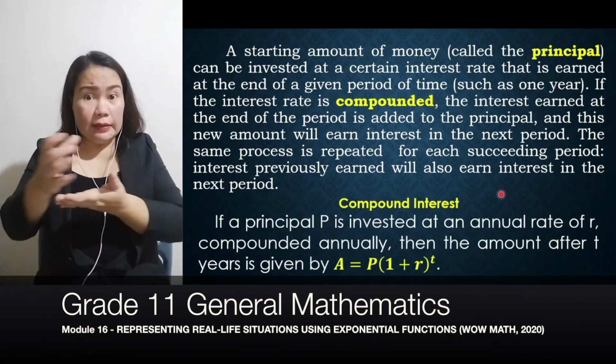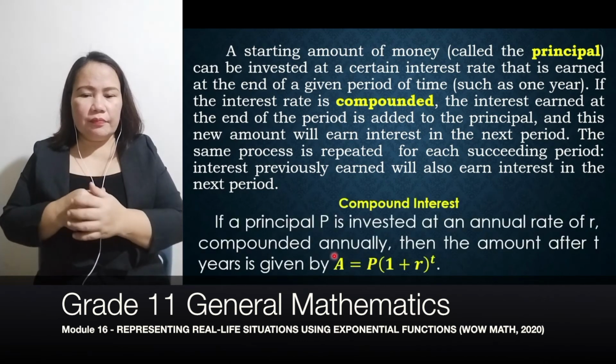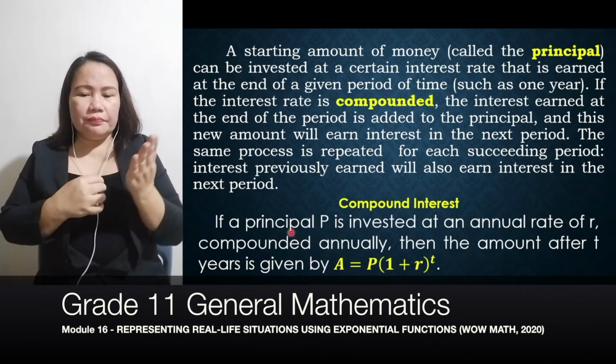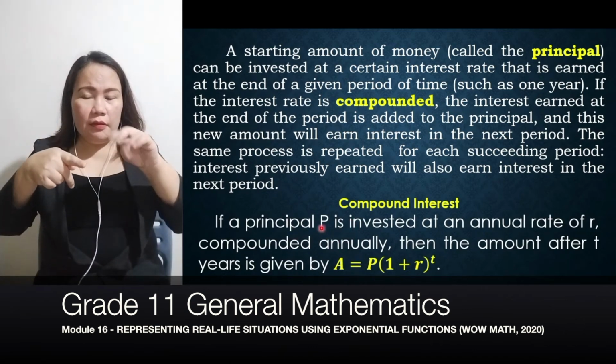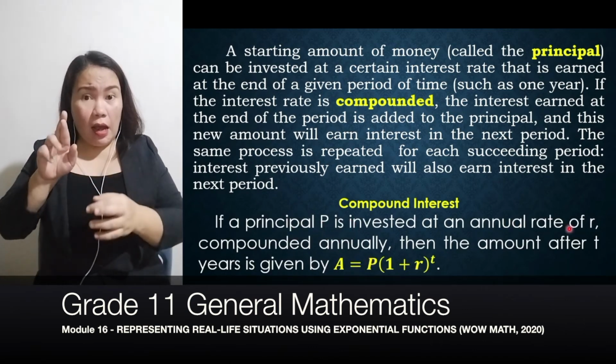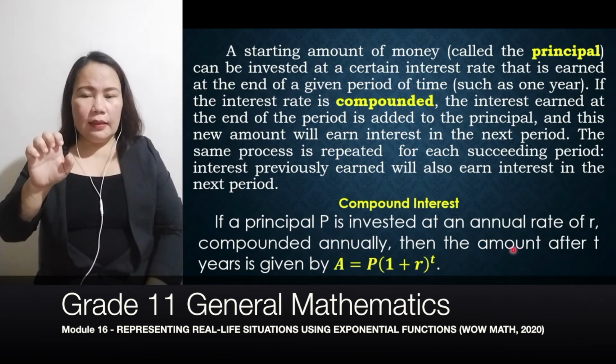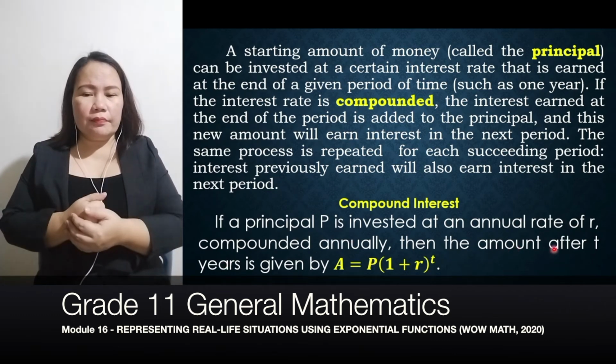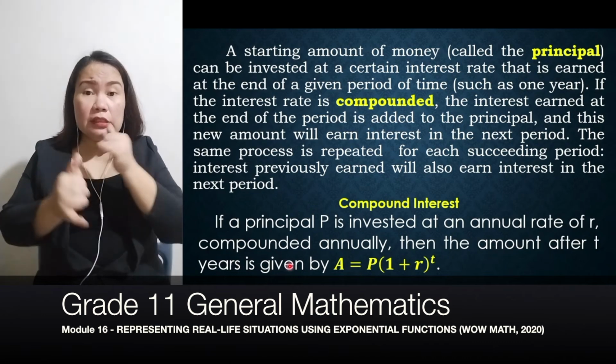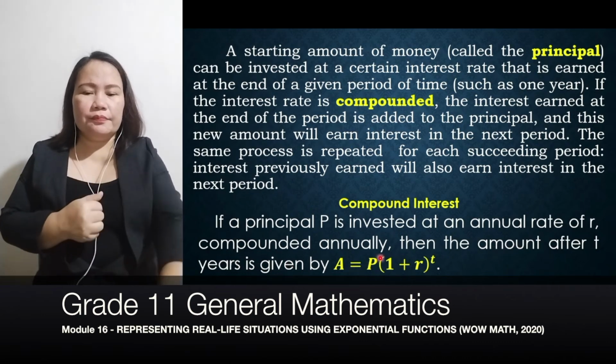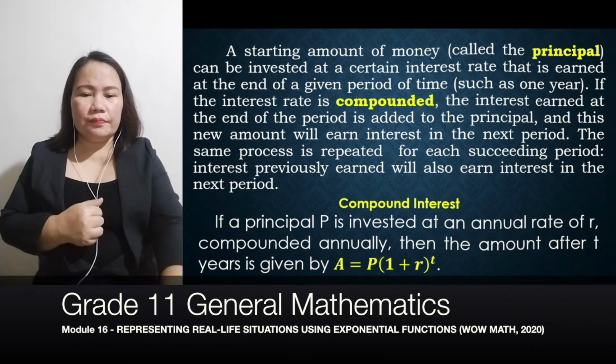So by using this exponential model, we have P as the principal amount, R is the annual rate, and T is the time. The amount after T years is given. So we can use this exponential model for compound interest.